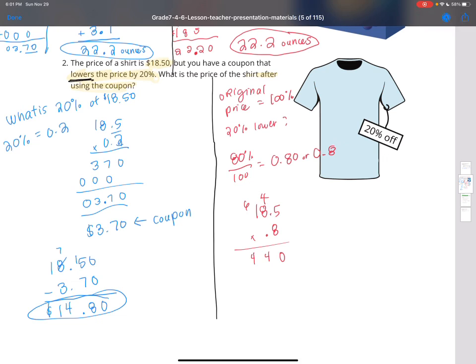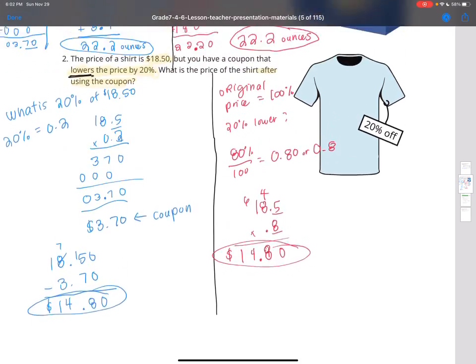Oh, I made a mistake. 8 times 8 is 64. Plus 4 will be 68. Carry the 6. And then it's going to be 14. So I apologize about that. And where does that decimal go? Well, there are 2 digits behind that decimal, so it needs to have 2 numbers behind the decimal in that answer, and that's the final price of the shirt.